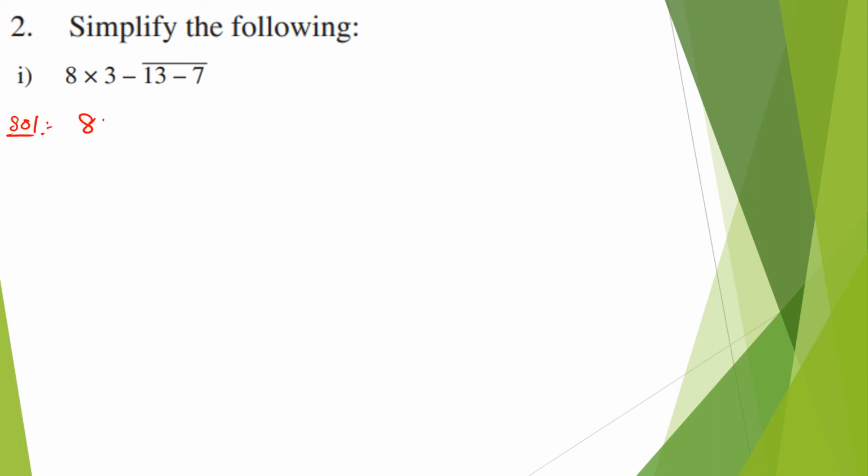8 into 3 minus. First we calculate inside the vinculum bar: 13 minus 7 is 6. That equals 8 into 3, that will be 24. 8 3s are 24, minus 6 is 18. Okay, children, let us see the next question.